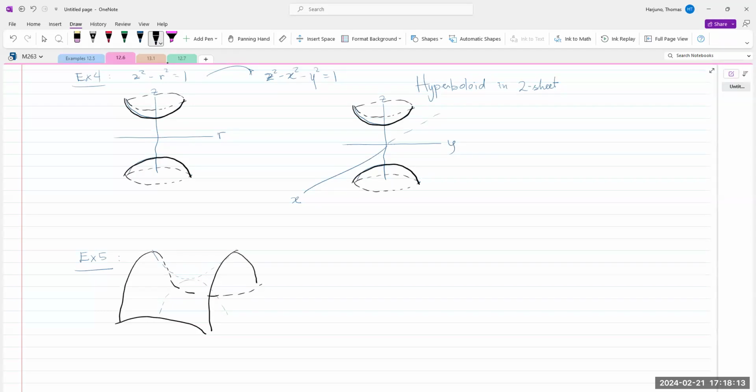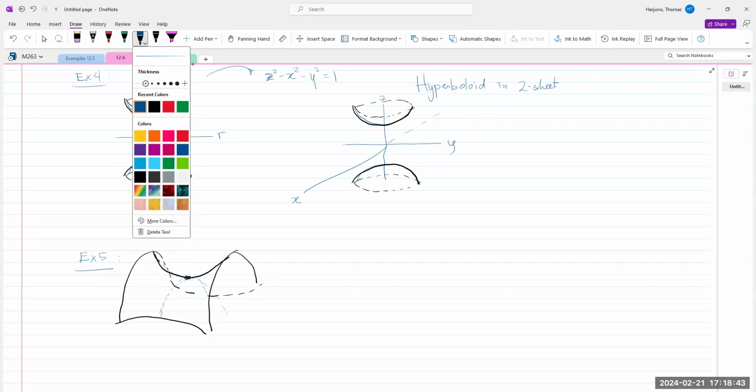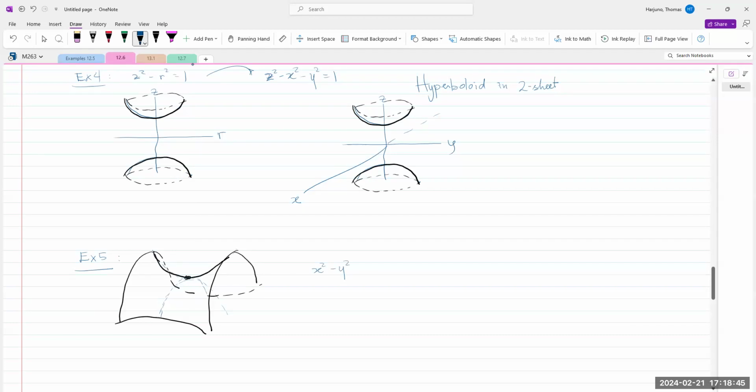It looks like a horse seat, like when you ride a horse, right? Where you have a point where this point is actually the maximum if you travel along this path here. But if you travel along that path, it's actually the minimum. Now the equation looks like, in this case, I believe is x squared minus y squared equals z plus constant.